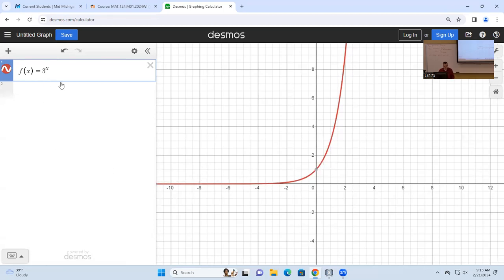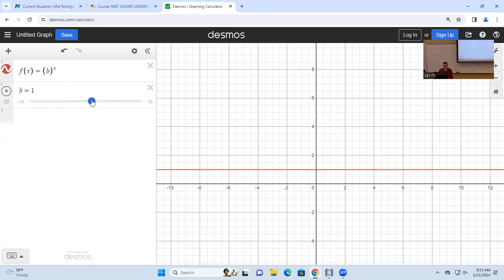Okay? It turns out no matter what your base is, let's just say B, we'll add a slider. No matter what your base is, as long as your base is bigger than 1, it's going to have that basic shape. Now, when the base is 1, 1 to any power is just itself. So we get a flat horizontal line. That's why originally we did not want our base to be 1. Right? Remember we said we wanted our base to be positive and also not 1. A base of 1 is just a line.